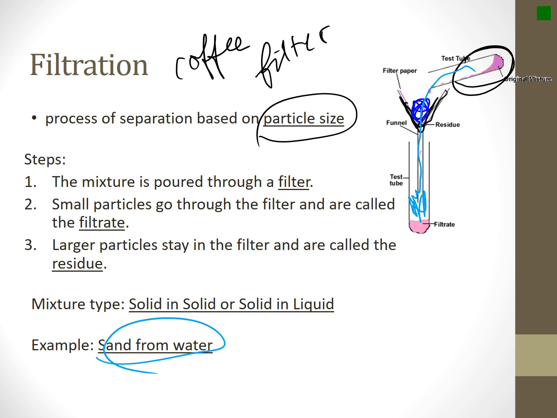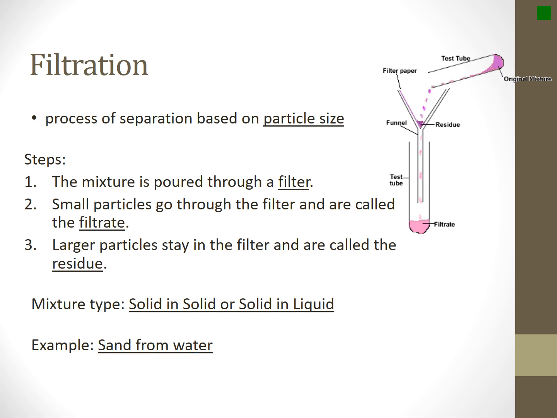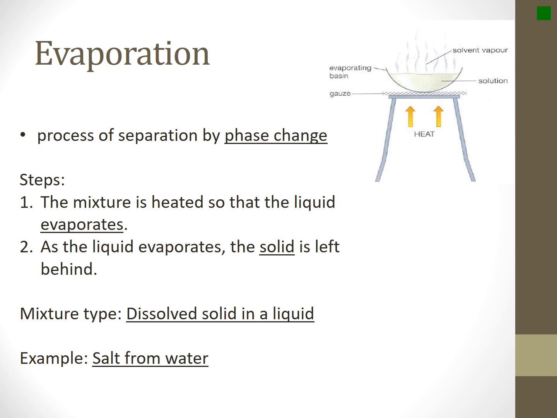So an example, sand and water: you have your mixture of sand and water up here in this test tube. The sand will stay above because it's too large to go through the filter paper, and then the water will be able to go through. So you can separate sand from water very easily. Another technique that we'll be using is evaporation.